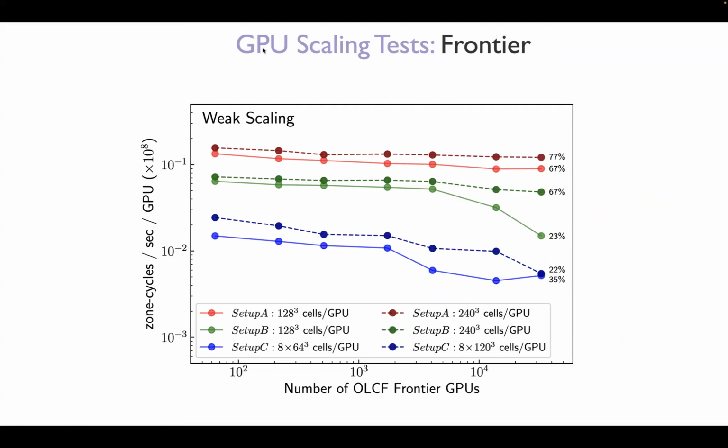But when you do the weak scaling, in this case for the same 3 setups, we saw that we can get up to 70 to 80% weak scaling, going up to say 16,000 GPUs, when compared to a few GPUs in performance.